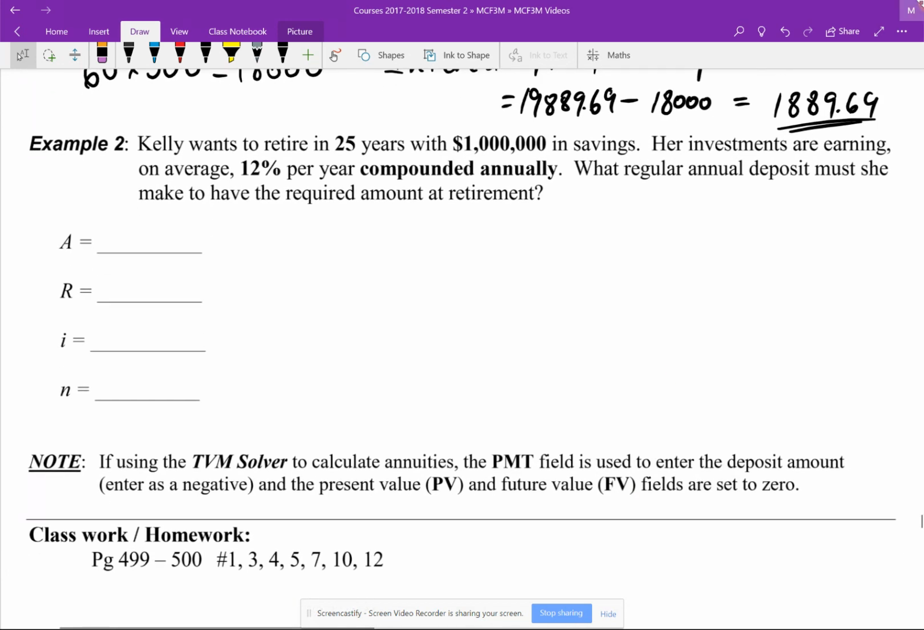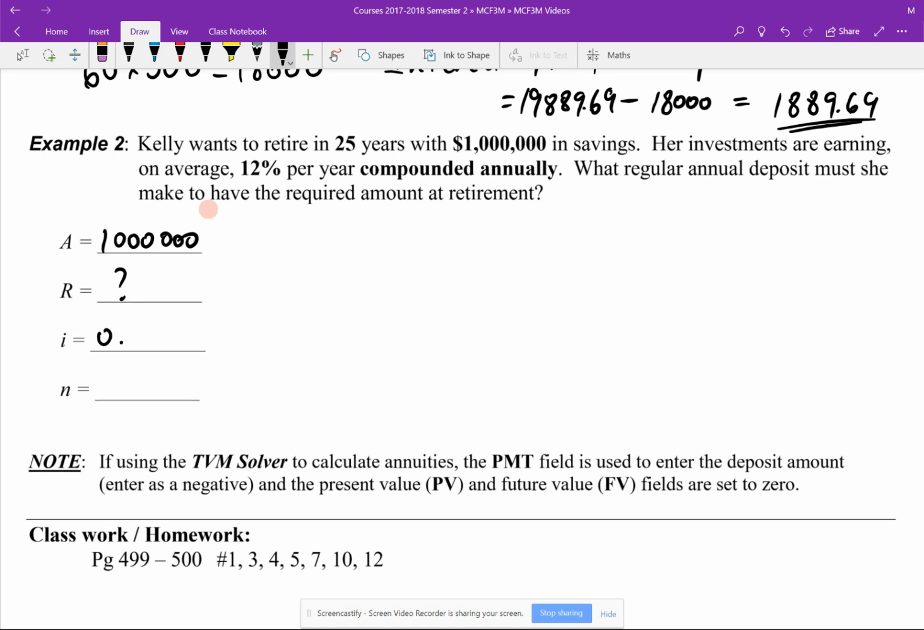Example number two. Kelly wants to retire in 25 years with $1 million in savings. Her investments are earning on average 12% per year compounded annually. What regular annual deposit must she make to have the required amount at retirement? So here's a little bit of a reversal. I have the final amount. I want $1 million in retirement. What's the regular payment?